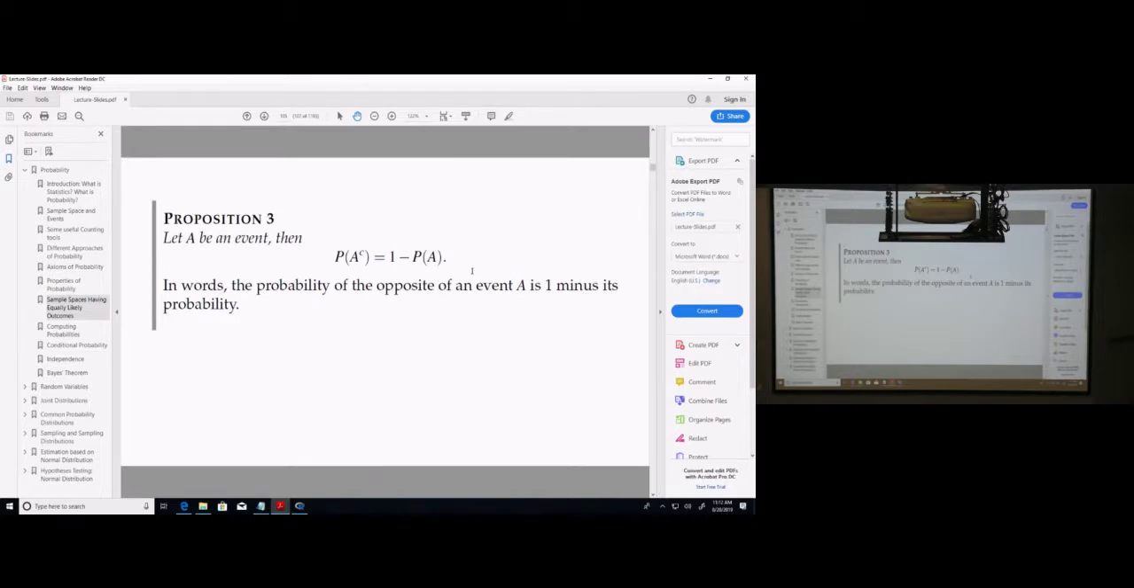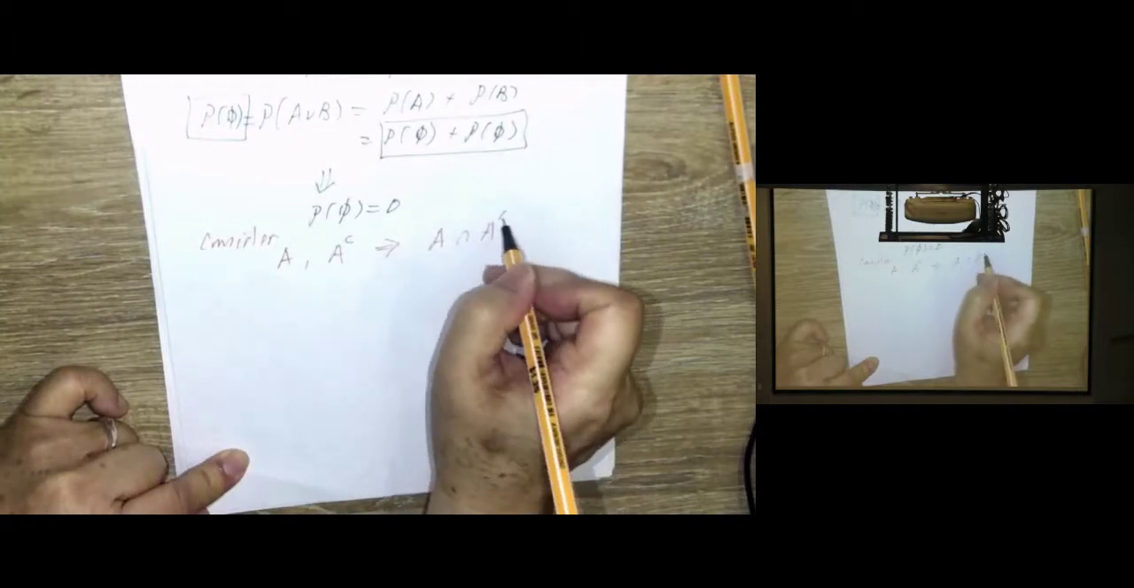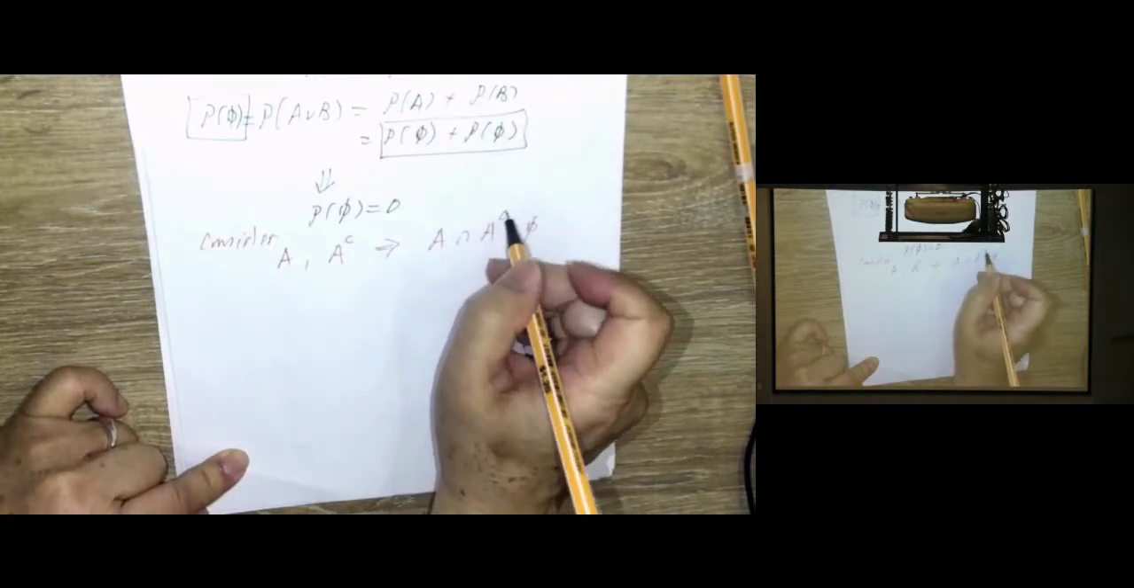So one way to think of it is the following. Let me see whether we proved it. We didn't. So one way is that you think of A and then A complement. All right. So consider. And so the first thing we notice is that they are mutually exclusive. All right. Because A and A opposite can't have a common element.